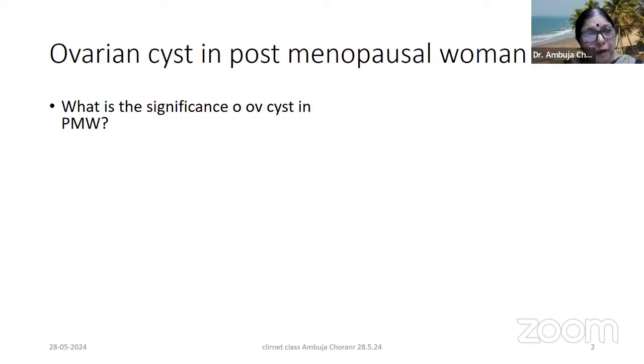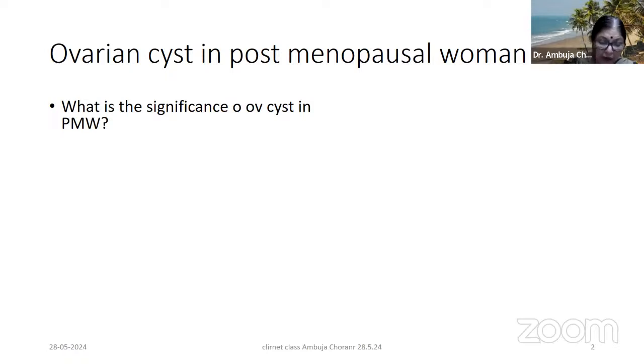People are so much worried. Whatever the age group, whether it is a 10 years girl, 20 years, 30 years, or 40 years, or postmenopausal, they come running to the gynecologist saying that I have got the ovarian cyst. What do you want me to do? Is it a cancer? That's the first question that comes to anybody's mind. This is what we are getting nowadays. People come with a report saying that they have got the ovarian cyst.